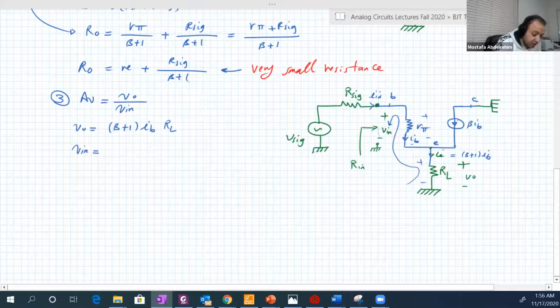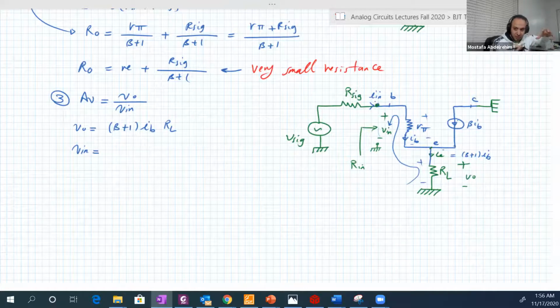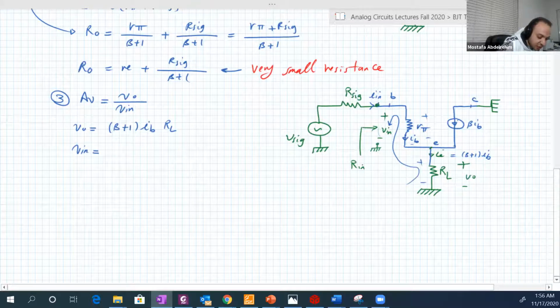V input again is the voltage at the terminals of the source. The source is one part, which is V signal and R signal together, so it's a voltage from this point to the ground. If we make a loop here, V input is equal to the voltage across R pi plus the voltage across RL.